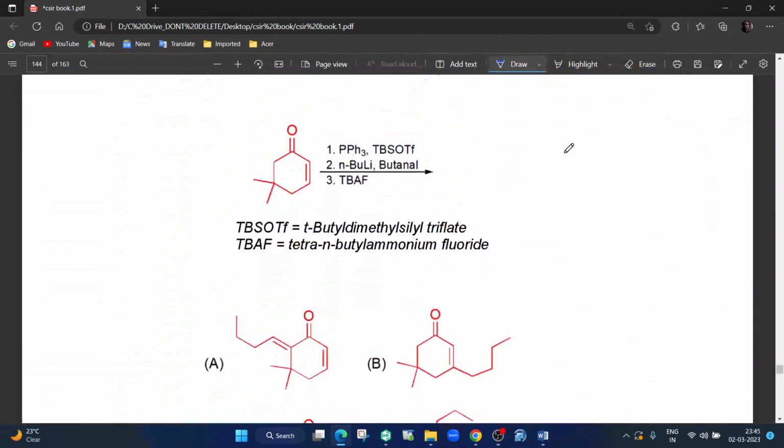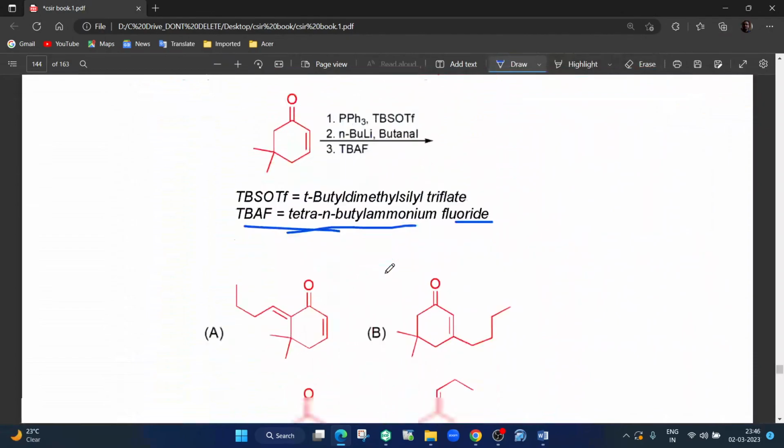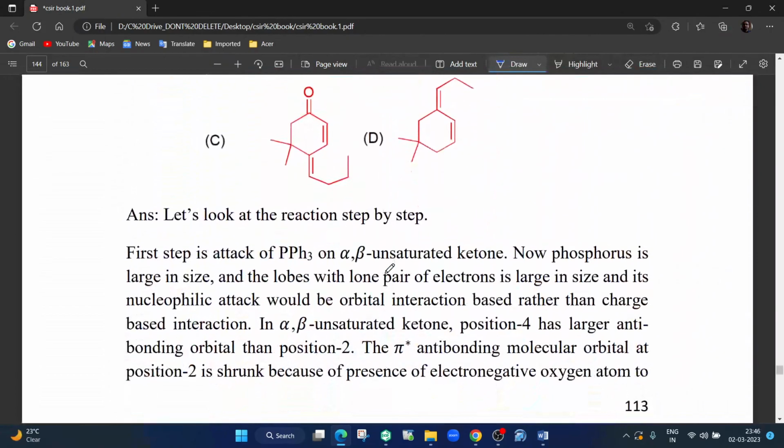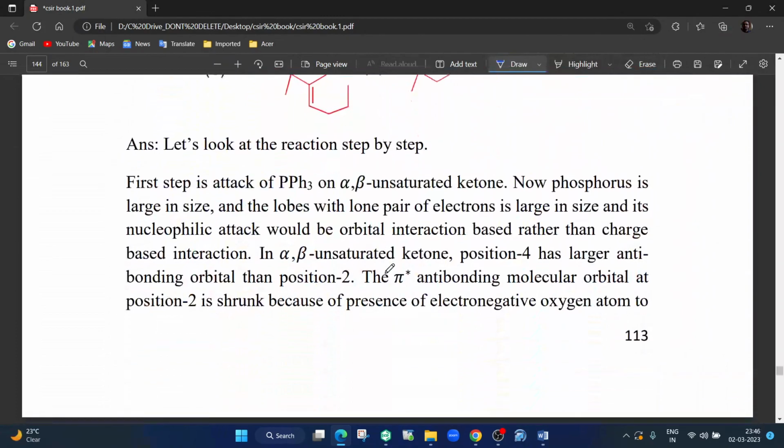And TBAF is tetra-n-butyl ammonium fluoride. So basically when you want to add fluoride F minus, you cannot add KF or stuff like that because they will not dissolve. So you need to add an organic salt. So this is the organic salt where you can add F minus, right? The first step is triphenyl phosphine and TBSOTf. The second step is n-butyl lithium, you know, a very powerful base, and then TBAF, and they are asking what is the product formed. So again this was a very simple reaction. You go step by step, you will understand, it's not at all tough. So the first step is attack of PPh3 on the alpha beta unsaturated ketone. So what happened?